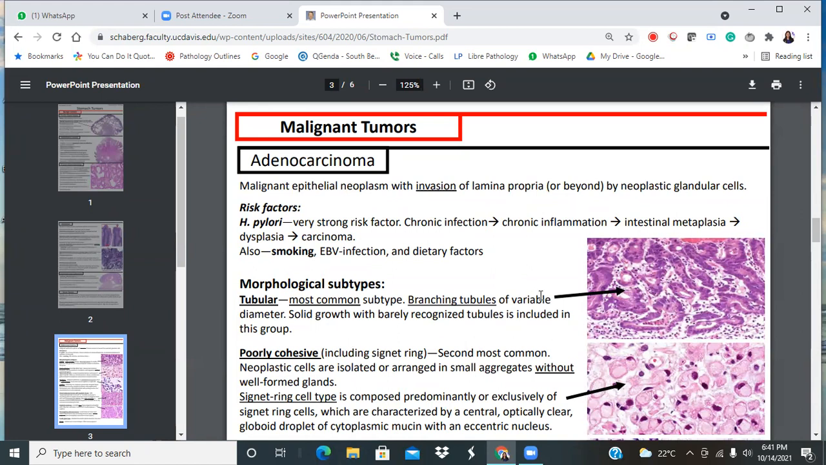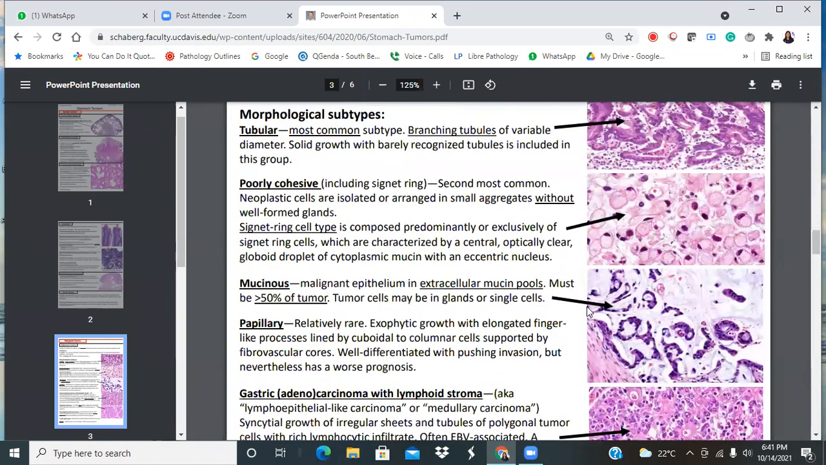Tubular is most common: branching tubules of variable diameter, and solid growth with variably recognized tubules is included in this group. Signet ring is second most common: neoplastic cells are isolated, arranged without well-formed glands, composed predominantly or exclusively of signet ring cells, characterized by optically clear, central, globoid droplet cytoplasmic mucin with an eccentric nucleus. Mucinous has extracellular mucin pools, and it should be more than 50% of the tumor in order to call it mucinous carcinoma. Tumor cells may be in glands or in single cells.